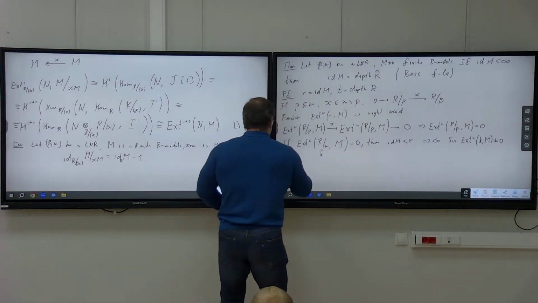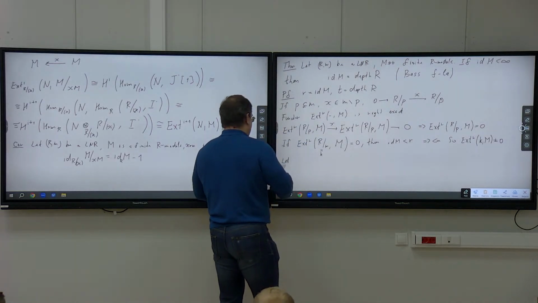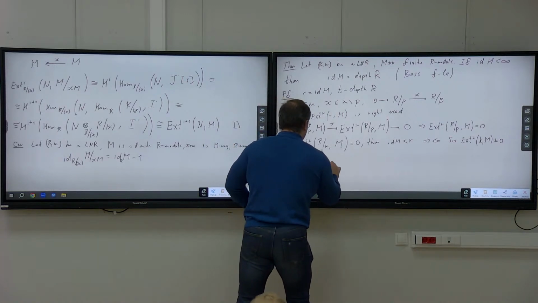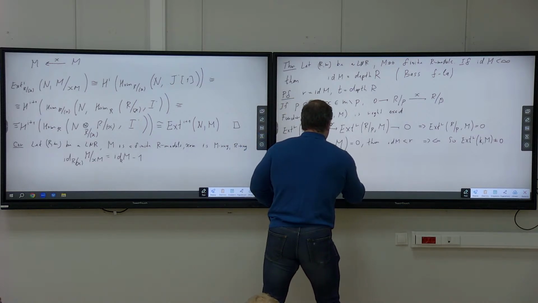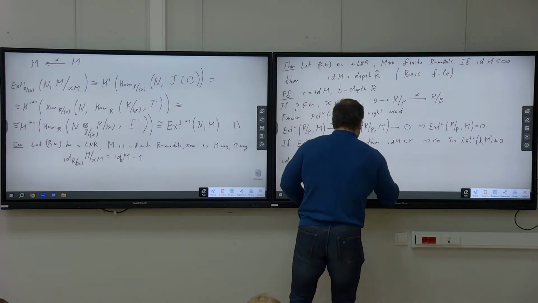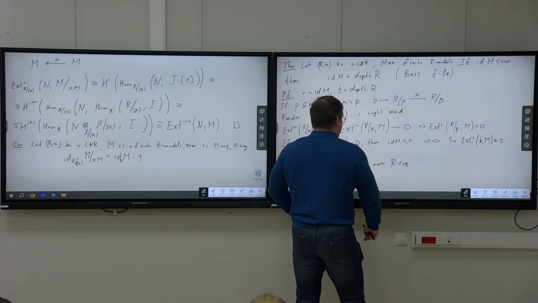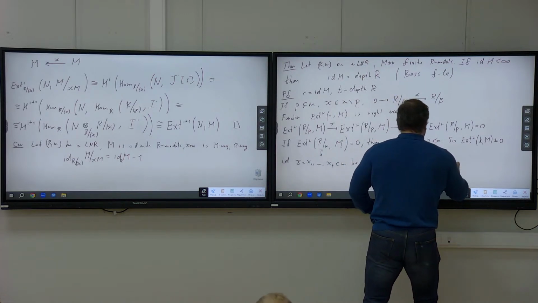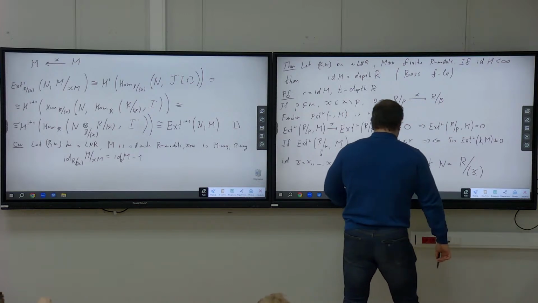All right, so now we know that the depth is t, so there is a maximal R-sequence. So let x, which is x1, up to xt in the maximal ideal, be a maximal R-sequence. And just for shortness of the notation, I set N to be the quotient of R modulo the ideal generated by this sequence.